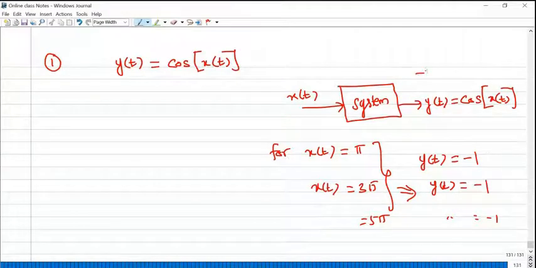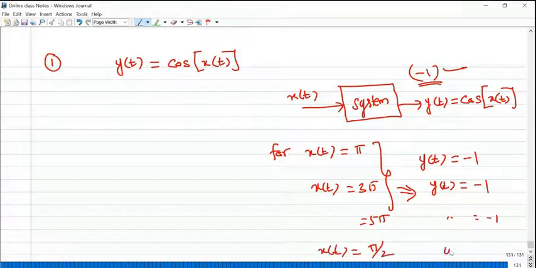So the output is -1. From -1, how do we identify my x(t)? My x(t) may be pi, my x(t) may be 3 pi, my x(t) may be 5 pi. So we cannot identify or extract our x(t) by designing the inverse system. And in this example, two rules are not satisfied. For x(t) equal to pi by 2, y(t) equals 0.